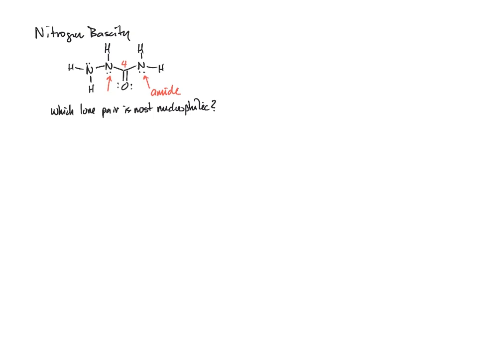Overall, that central carbon is at oxidation state 4. So if we cover up this nitrogen here, that functional group is called a urea. So a urea is like two amides. So amide, amide. They just happen to be next to each other. So those lone pairs are delocalized into the carbonyl through resonance.